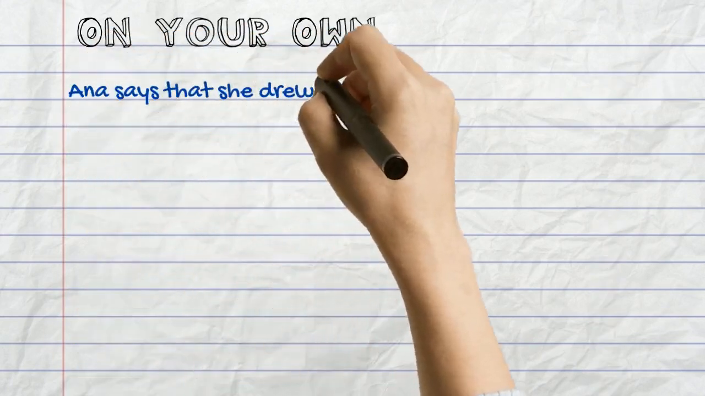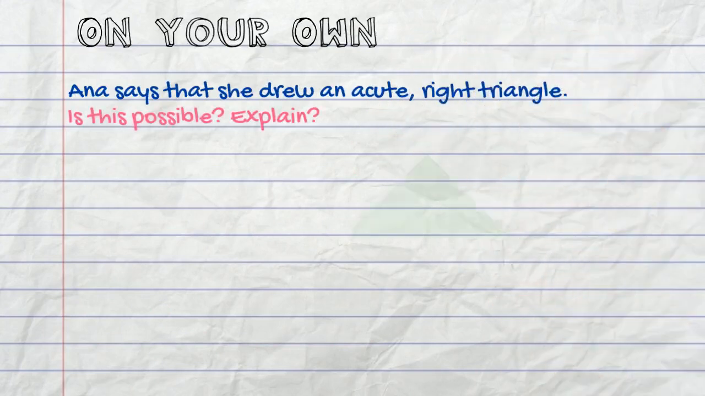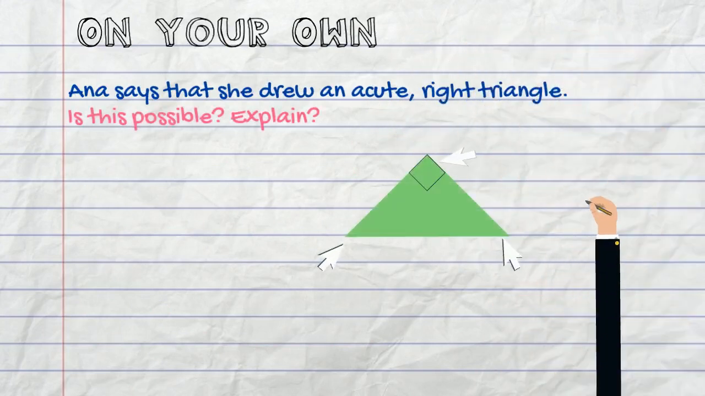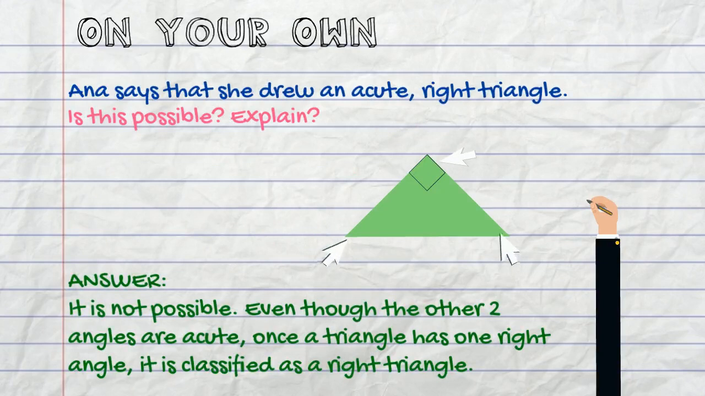Anna says that she drew an acute right triangle. Is this possible? Explain. It's not possible, even though the other two angles are acute. Once a triangle has one right angle, it's classified as a right triangle, and it can only be classified as one.